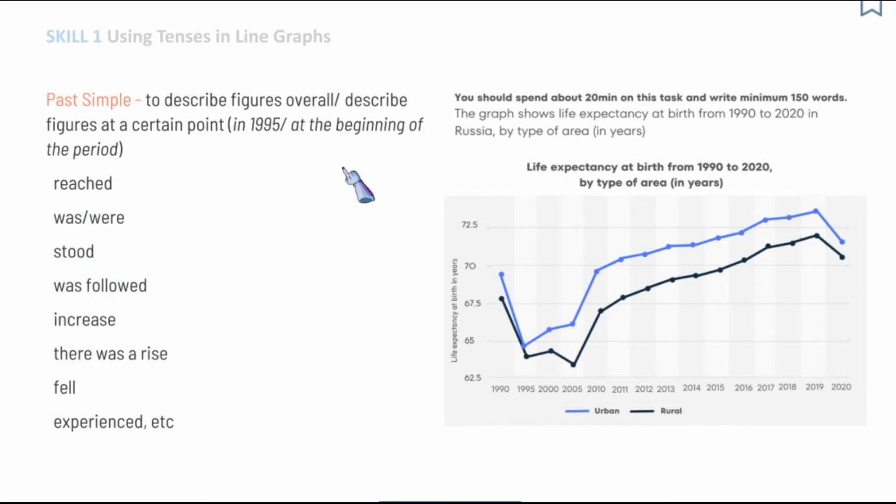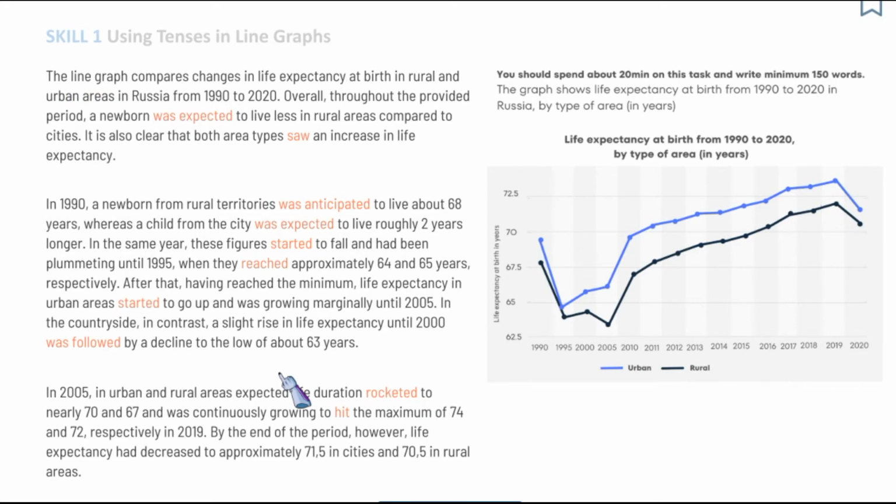So, past simple, this is the tense that you will use a lot if you're writing about the past. Here at the screen you can see different examples of past simple, like reached, was, stood, was followed, increased, there was a rise, fell, experienced, and so on. Now you can see different examples of the use of past simple in the report. Again, this is a staple tense. You will have to use it, and this is the most basic tense, but still it's very necessary.